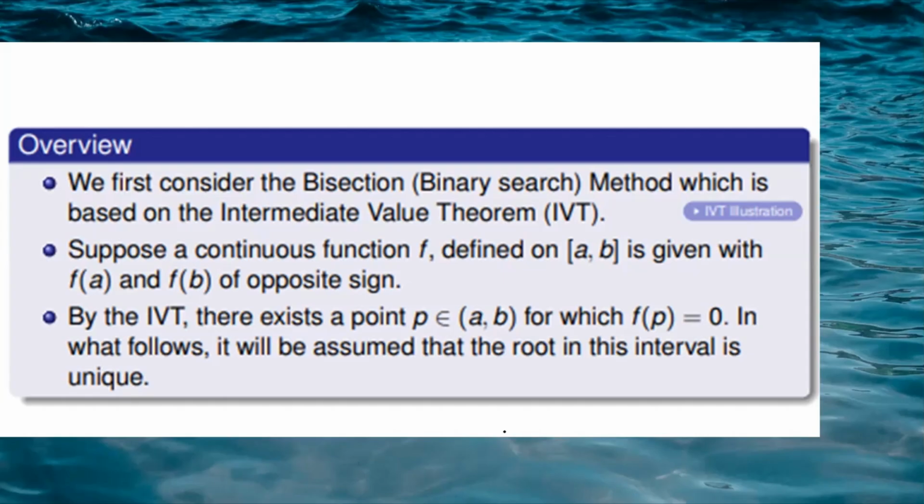To find the root by the bisection method, we use the concept of the intermediate value theorem. What is the intermediate value theorem? Suppose you have two values a and b which have opposite signs, then there exists a value p in that interval [a, b] such that f(p) = 0. That p is the approximate root of the equation. So that is the concept of the intermediate value theorem. We use this concept for finding the root in the bisection method.